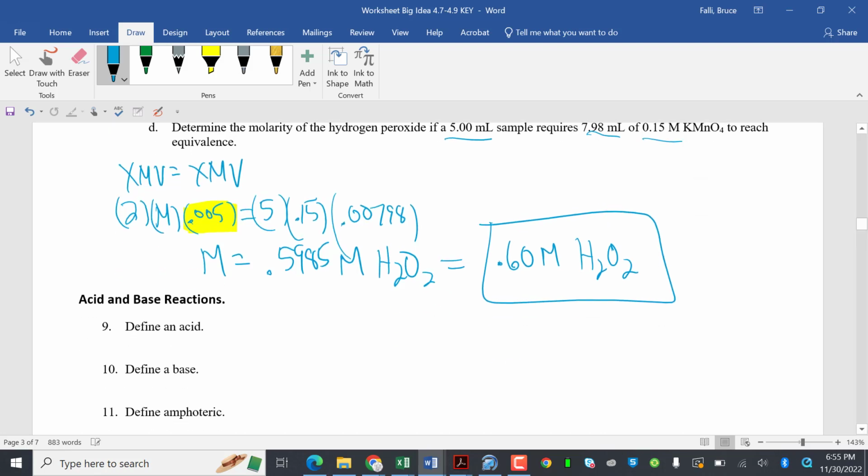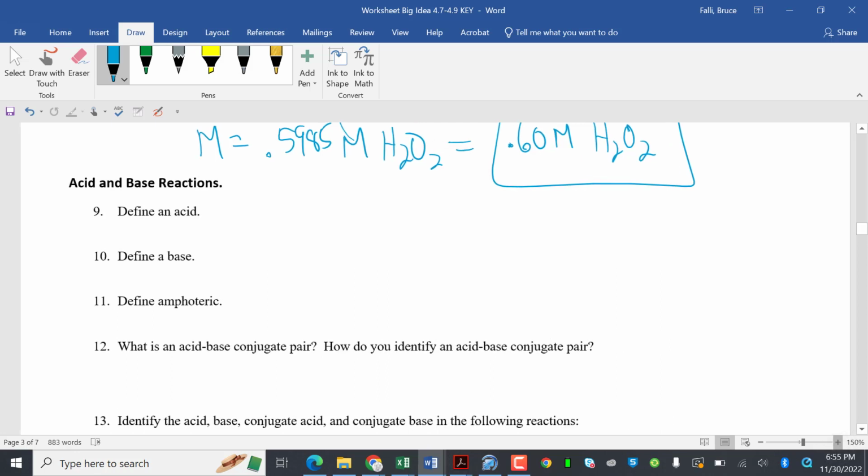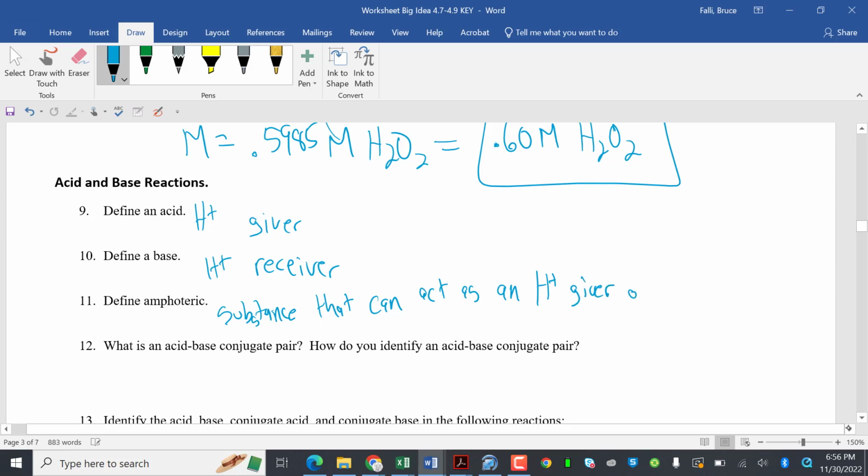Okay, and that's it. All right, acid and base reactions. Define an acid. An acid in AP chemistry is an H positive giver. Define a base, an H positive receiver. Define amphoteric: a substance that can act as an H positive giver or H positive receiver.